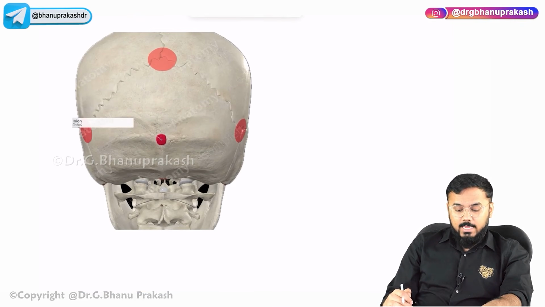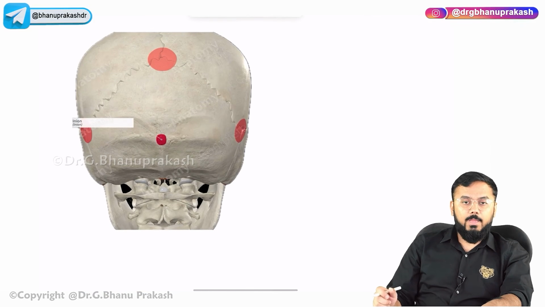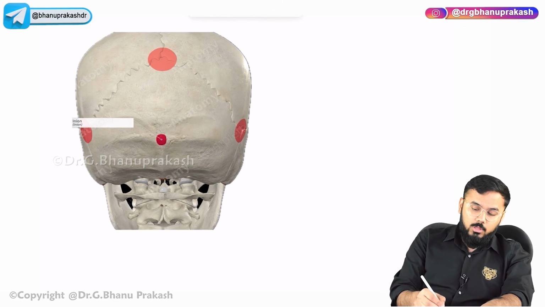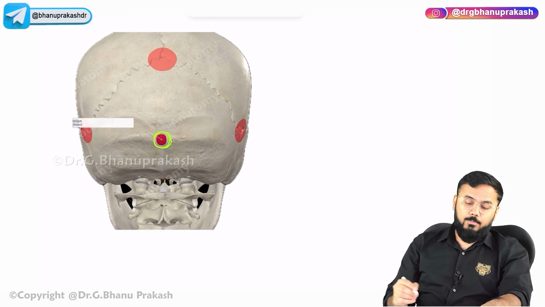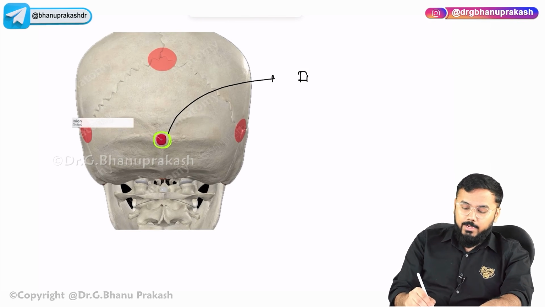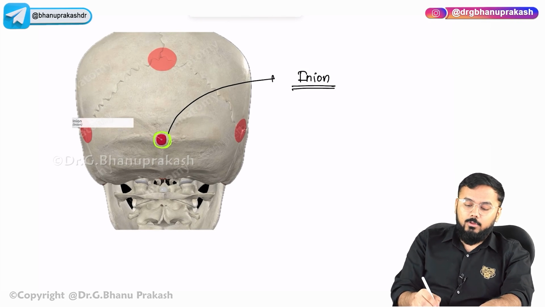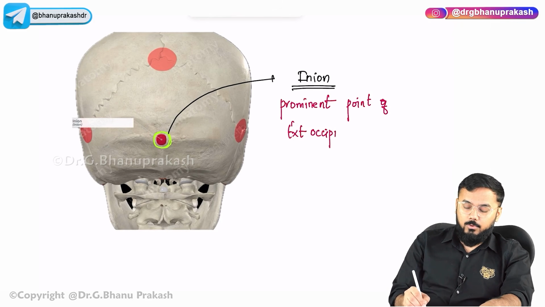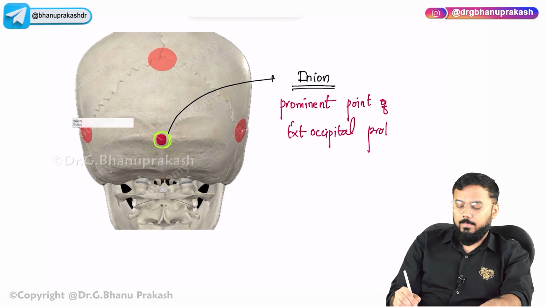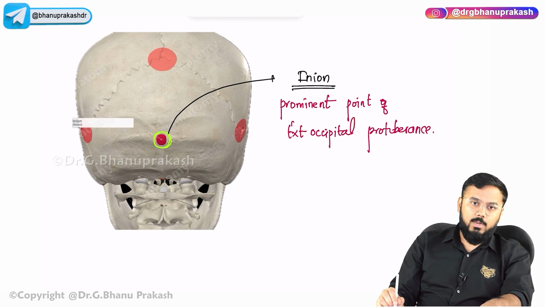Now after this asterion, the next important point, this is from behind, from the posterior side. On the posterior side, you see a point over here near the external occipital protuberance. This prominent point of the external occipital protuberance is called inion. What is inion? Inion is nothing but the prominent point of the external occipital protuberance.